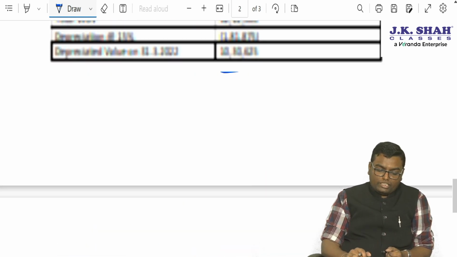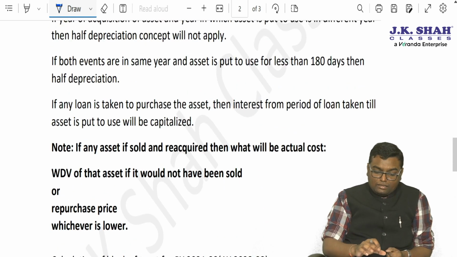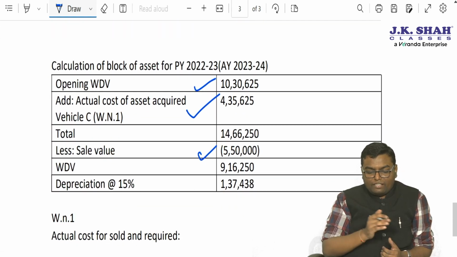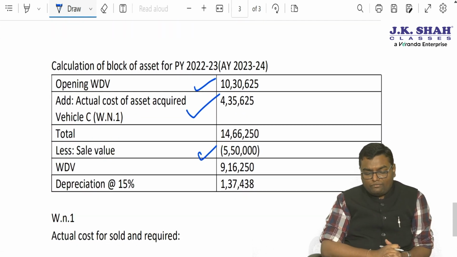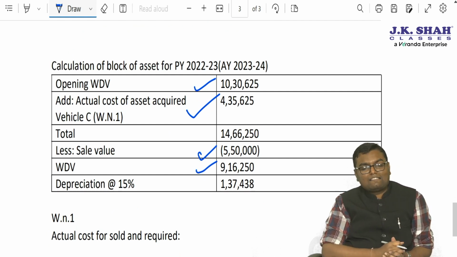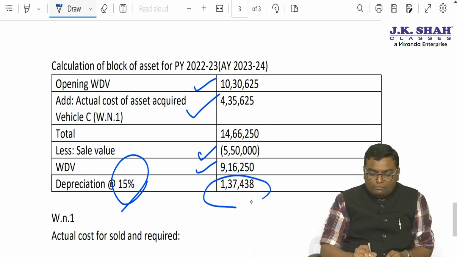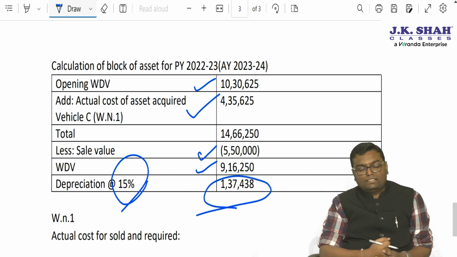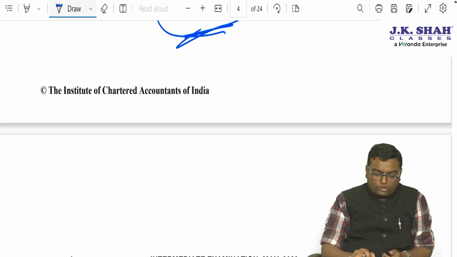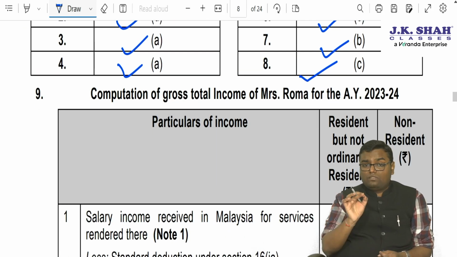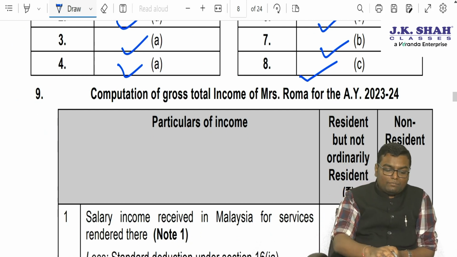I have given the calculation, and I have written the entire provisions here also. So in the block I have added 4,35,625 minus sale value 5,50,000. So my block will become 9,16,250. On that, 15% will be the depreciation. That will be 1,37,438. So that is the depreciation over here, 1,37,438, option number C. And that was the best MCQ of this entire article that I considered.